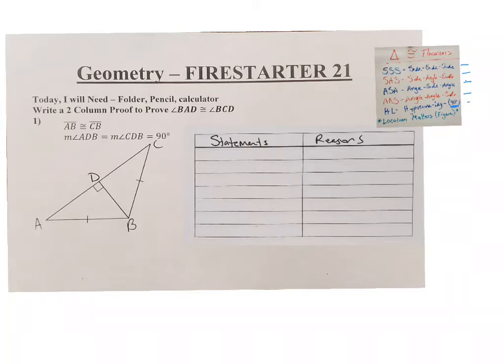And then I always write down the given. So this is given. This is given. So I'm going to say AB is congruent to CB. Now it's already on the picture. See, it's already there. But if it wasn't there, I would have added it.